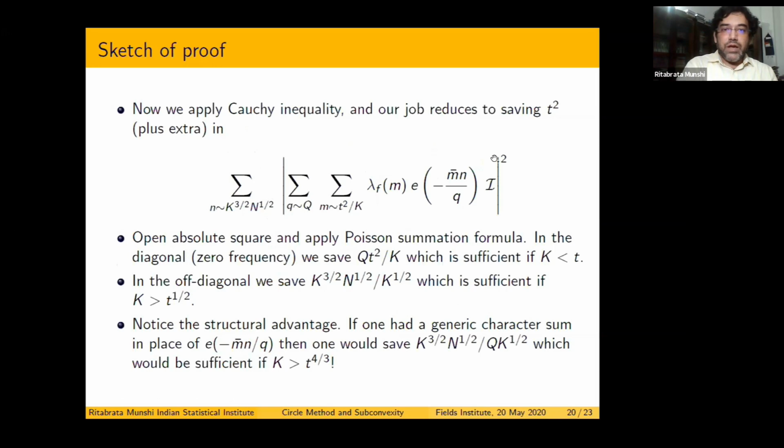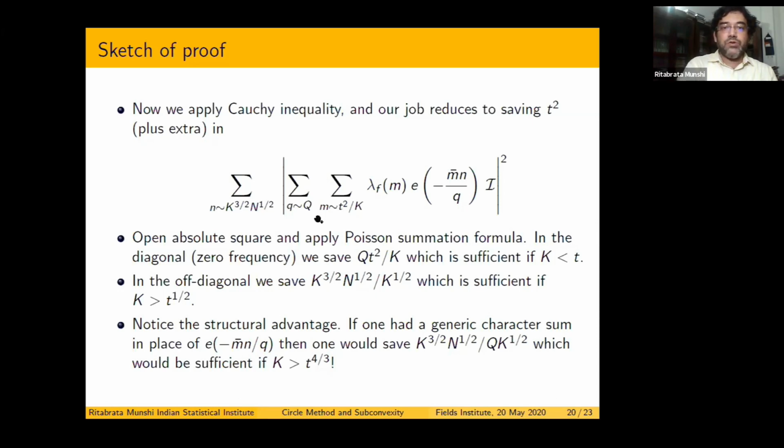Okay, absolute value. And before the Cauchy, we wanted to save T. So after Cauchy, we want to save T squared. And so now we open the absolute value square and apply Poisson on the N sum, right? And there will be two parts. So there will be a diagonal part and the off diagonal part.